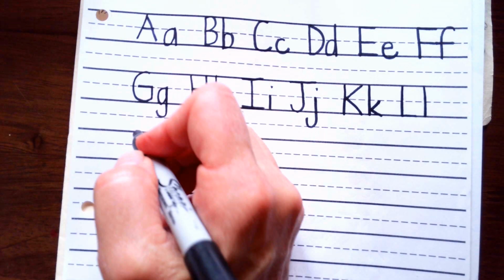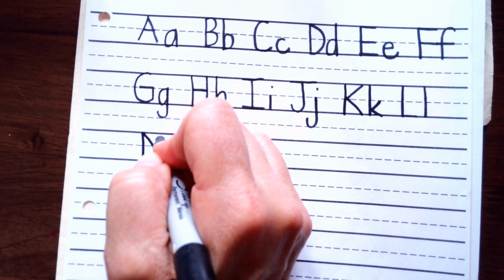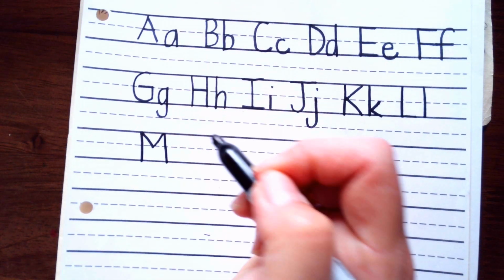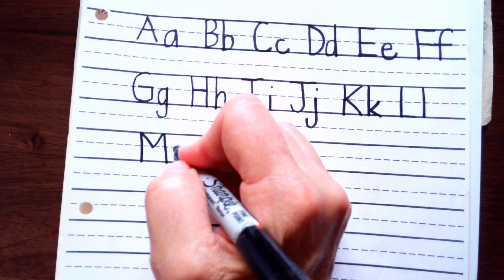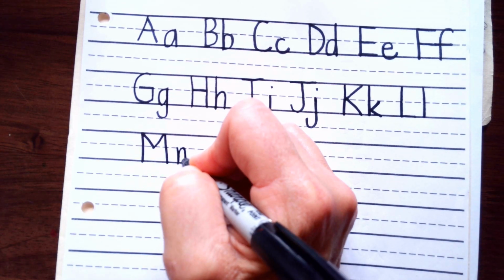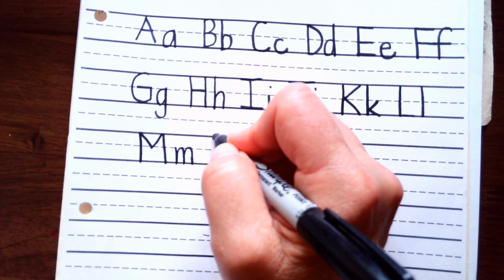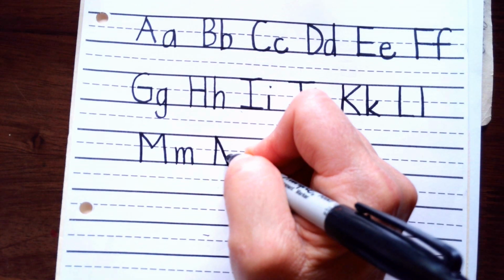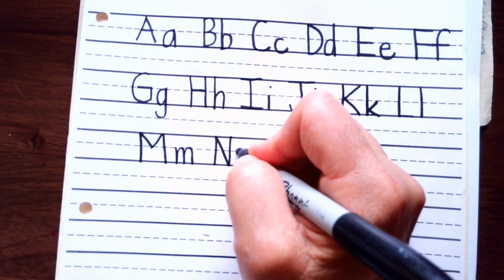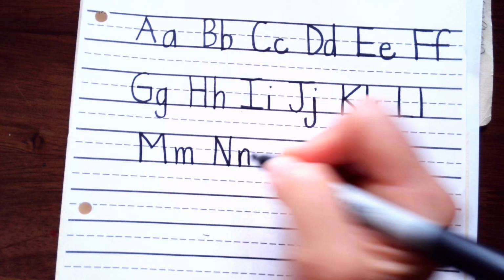Easy. M, I make a line down, I make another line down that goes just to the dotted line. I make a line up and then a line down. Lowercase m, I do a half a line down, trace it back up, and I go over and over. N, I make a line down, then I make another line down, and then I go up. Lowercase n, start at half the line, make a line down, trace it up, and over.